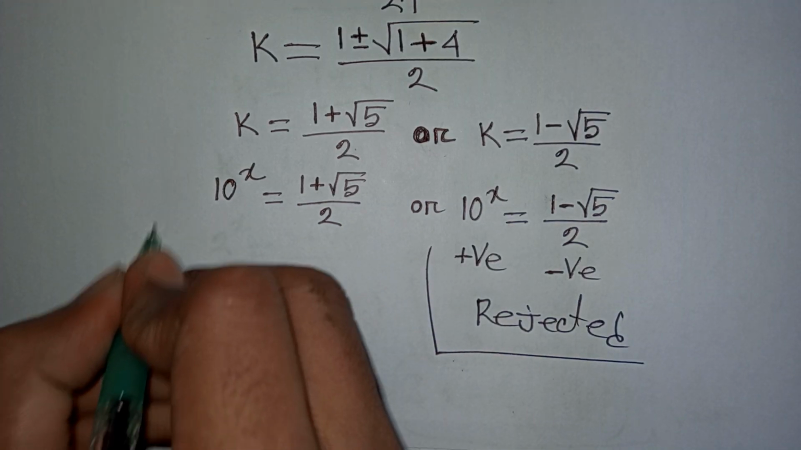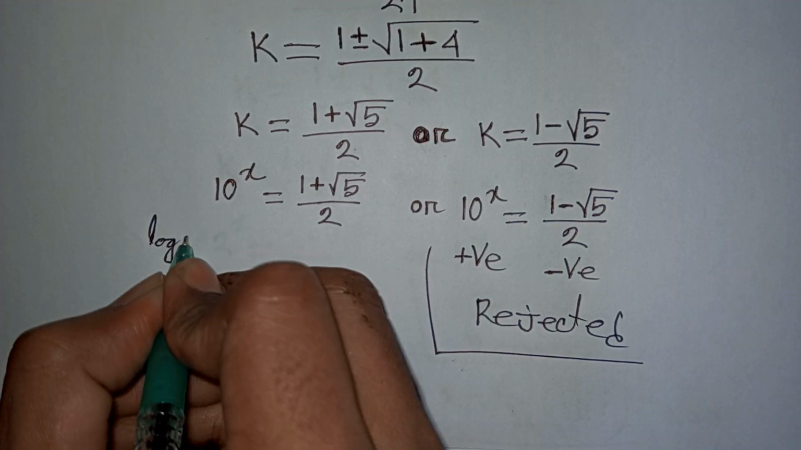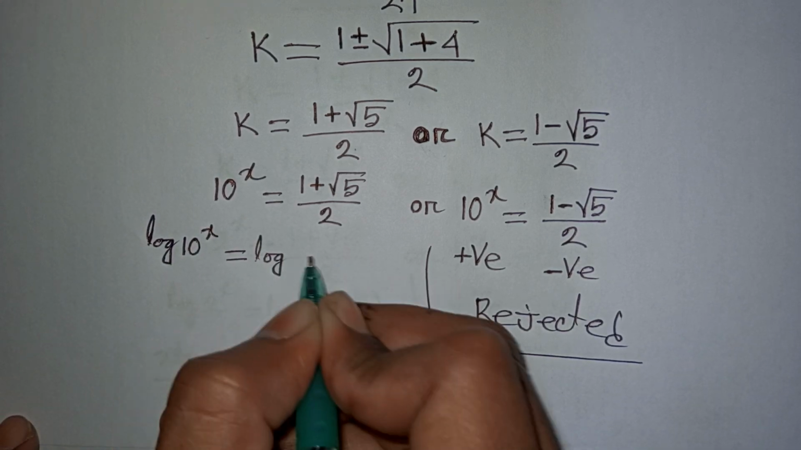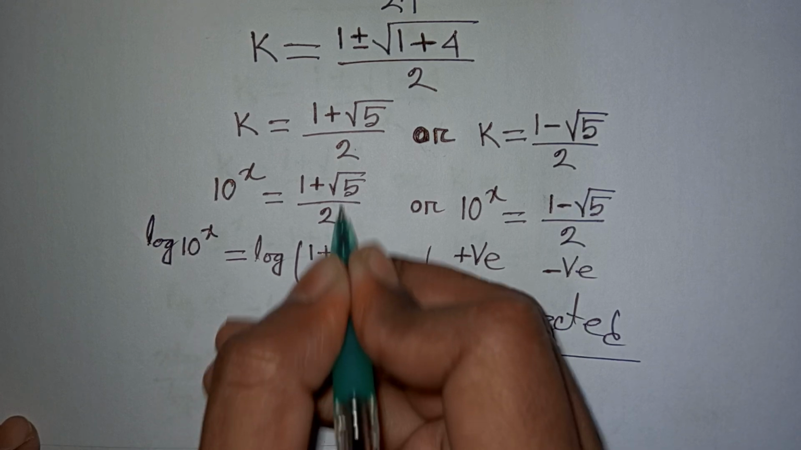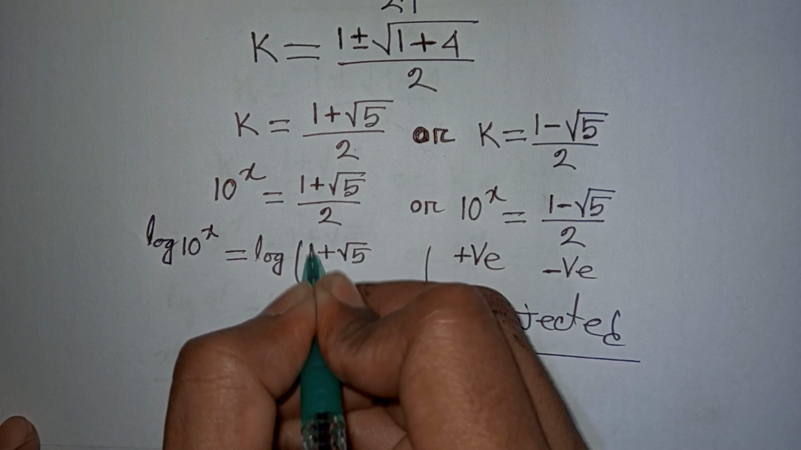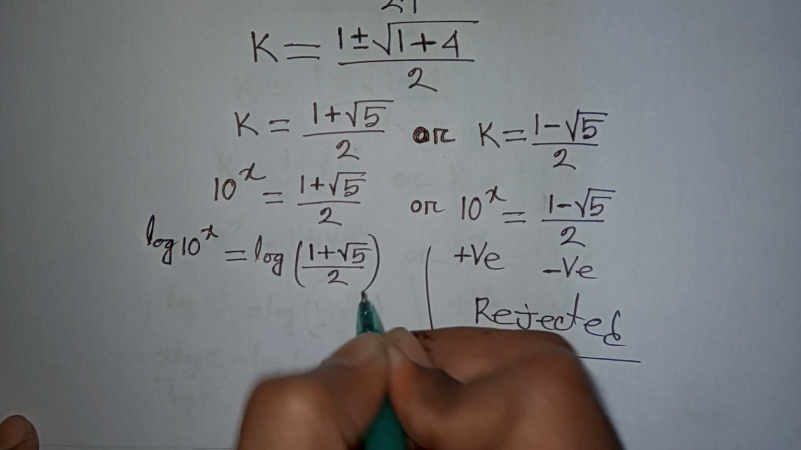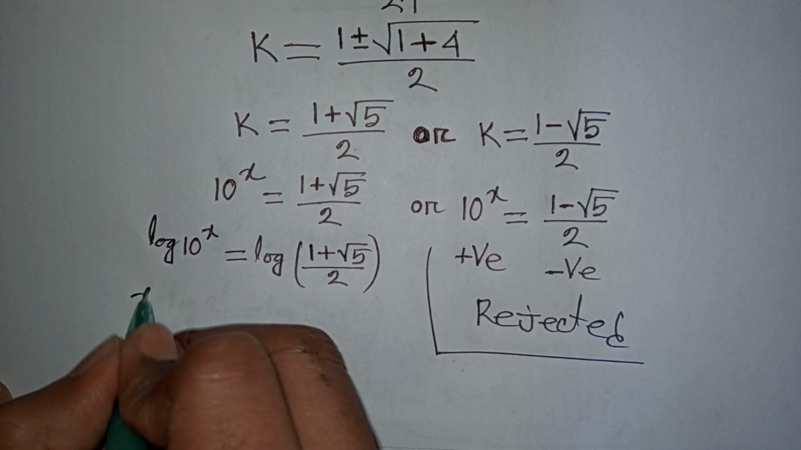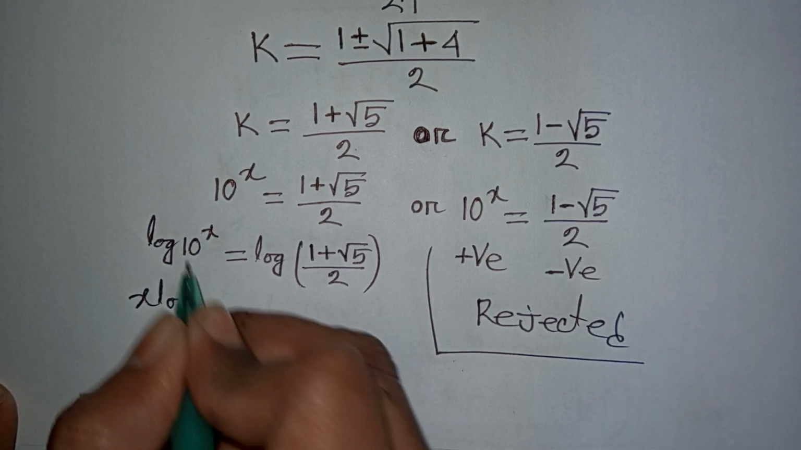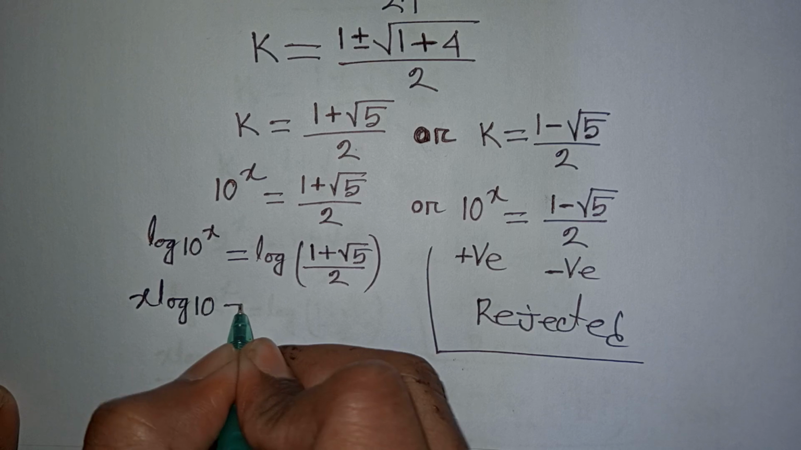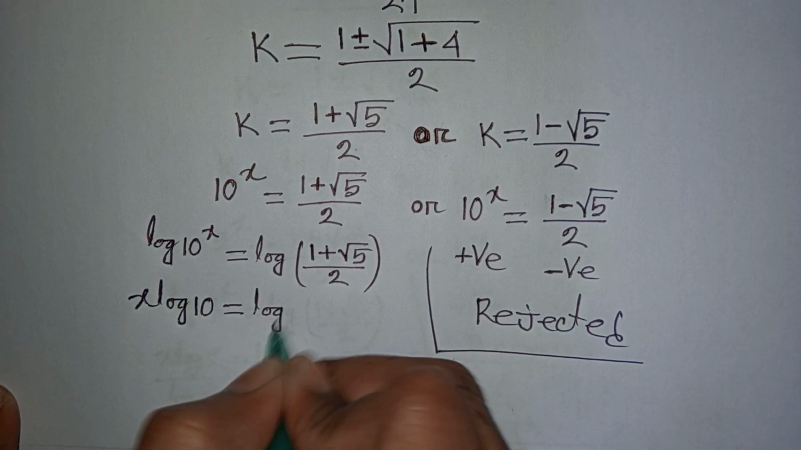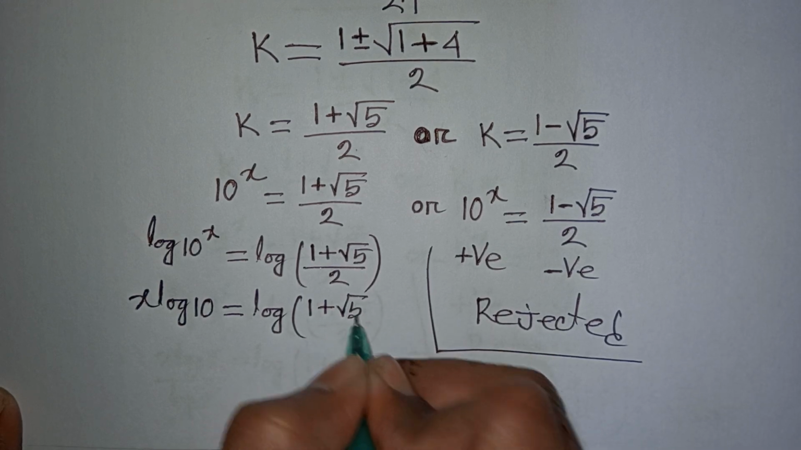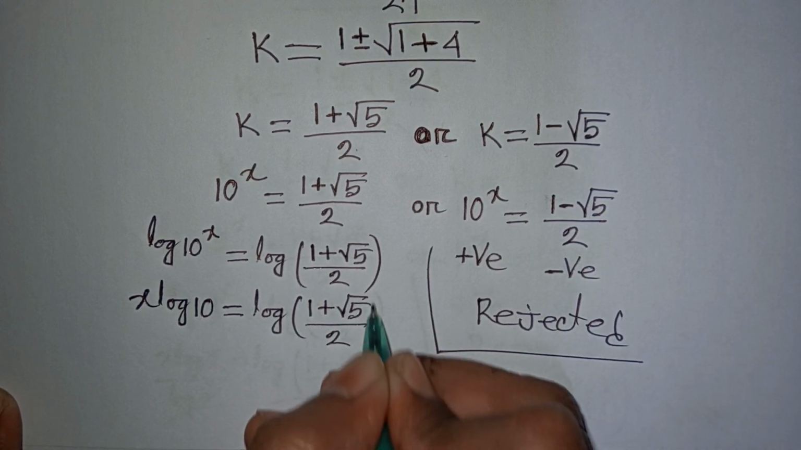Now, from here we apply log on both sides. We can write here log of 10^x is equal to log of (1 plus square root of 5) divided by 2. Now, this power x will move to the front. So, it will be x log 10 is equal to log of (1 plus square root of 5) over 2.